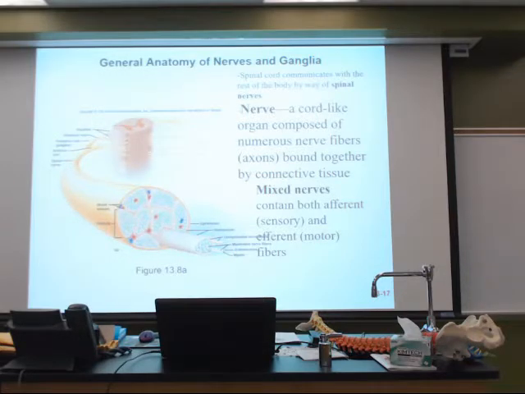So, when you hear the term ganglion, let it tell you this is an area of nerve cell body. Okay? Because you're going to hear that term quite a bit. When you hear the term ganglion, let it tell you nerve cell body.